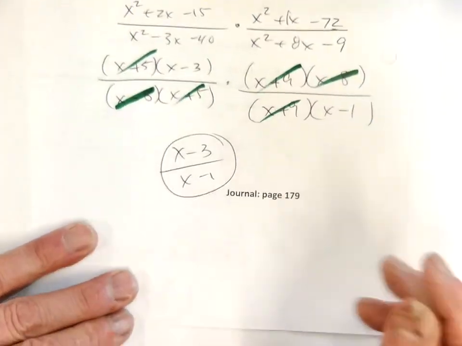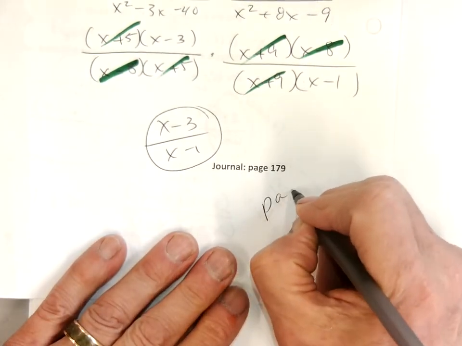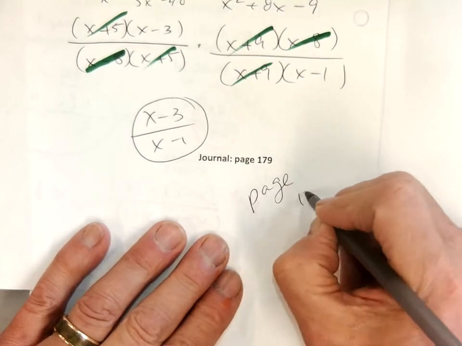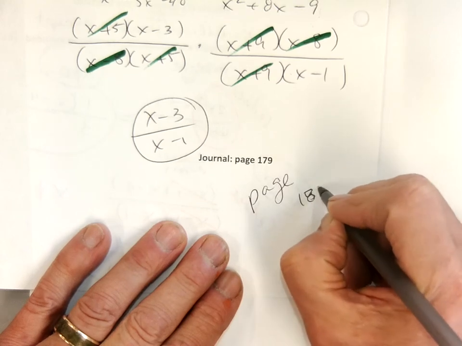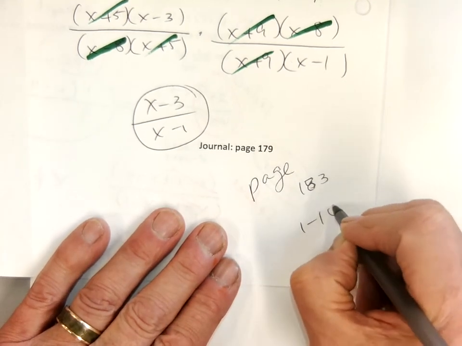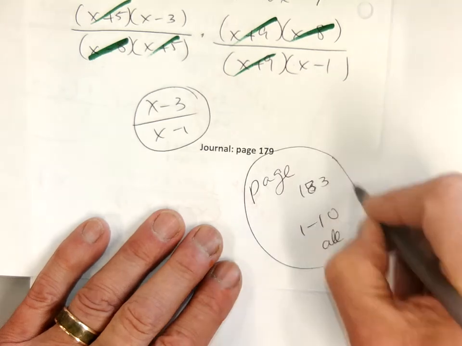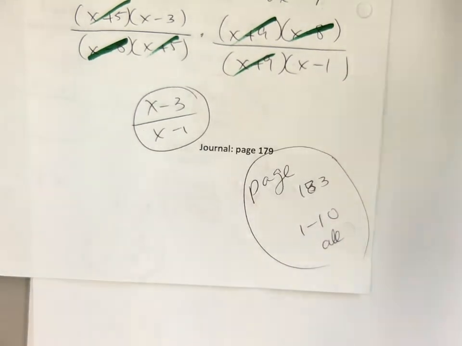There's your answer. So our homework, this kind of stuff, that's it. So if you can factor, today's not bad. You're going to go page 183, 1 through 10, all. I'm going to go see if I can find Fernando.